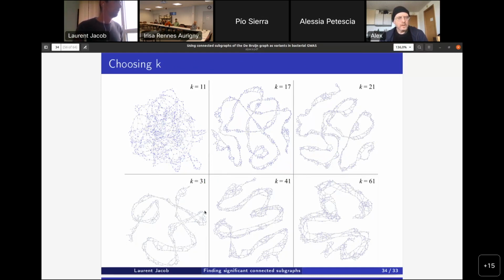If you use a k which is too small, then the k-mers are not specific enough, so it's very hard to make sense of it from the de Bruijn graph. If they are too large, they will include haplotypes with several variants in them, so it will be harder to interpret, and you lose some resolution by doing that.